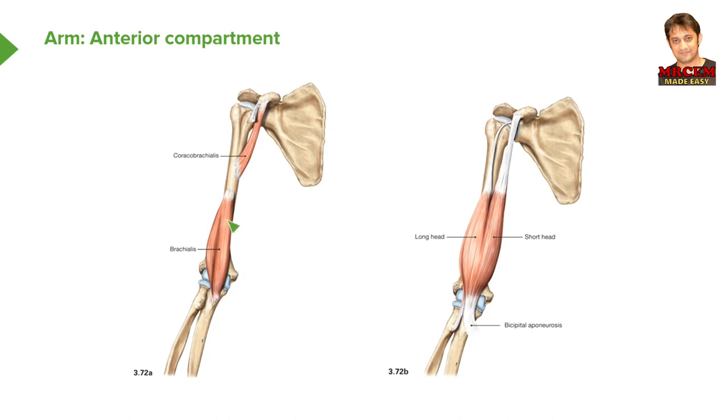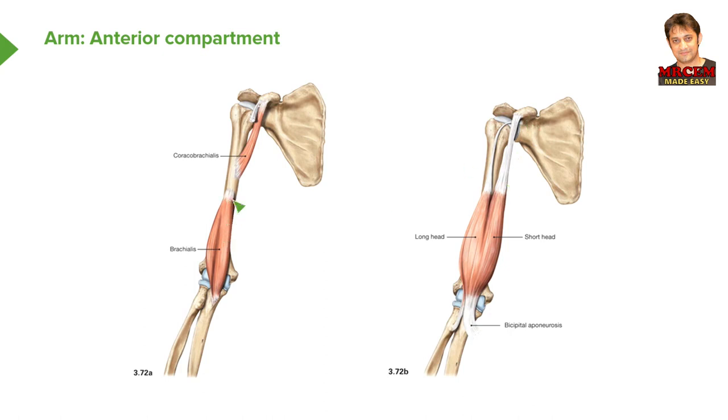Another muscle here is brachialis, and this muscle, like biceps brachii, crosses over the elbow joint, but because it's originating from the mid-shaft of the humerus, it doesn't cross the shoulder joint, whereas here, biceps brachii does.